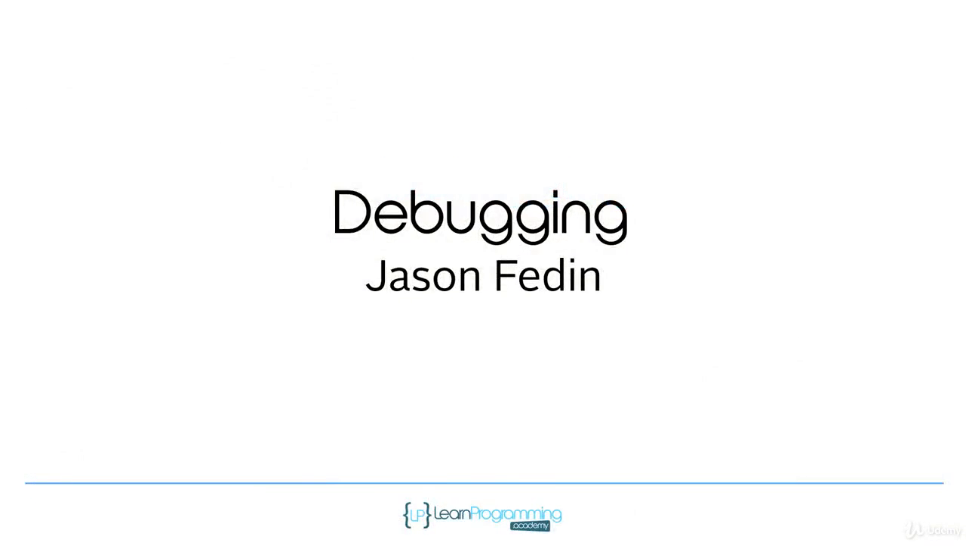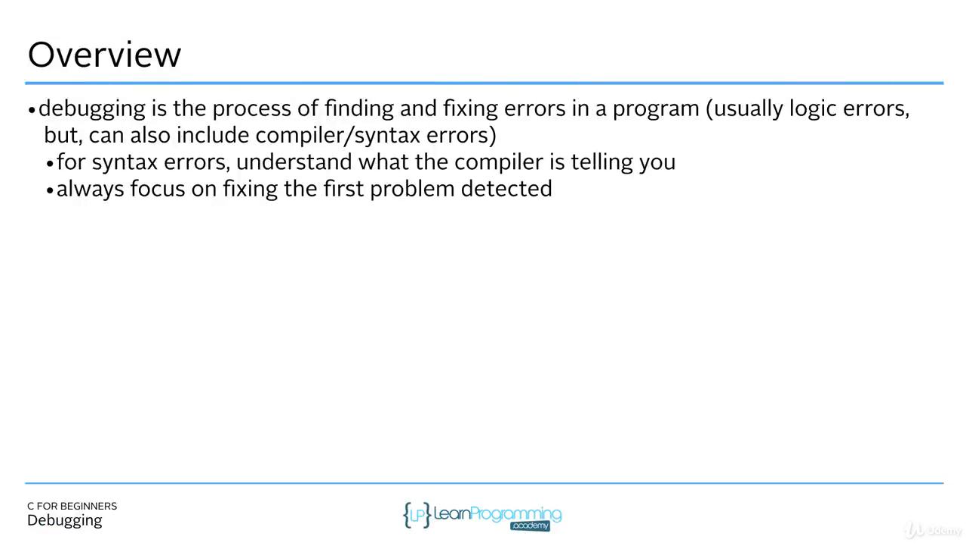This is a very important concept that you need to understand. Specifically, you need to understand some of the tools and some of the methods that you can employ to find and fix bugs. So debugging is the process of finding and fixing errors in a program, usually logic errors. And I'm going to tell you the difference between logic and syntax errors. But it can also include compiler syntax errors.